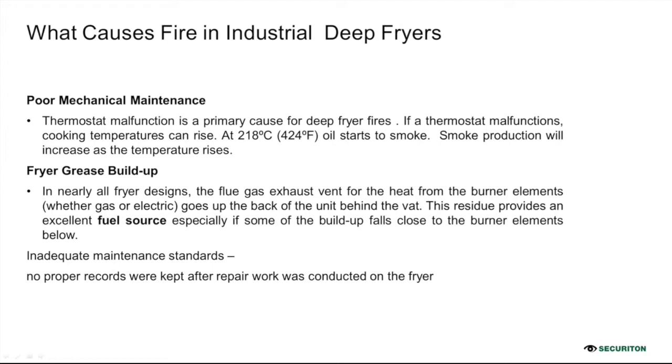As you know, thermostat malfunction is the primary cause of deep fryer failures, because the temperature fluctuation is always monitored by the thermostat. If the thermostat malfunctions, obviously the cooking temperature can rise. That can go above 218 degrees, and the oil starts to smoke. The smoke production increases as the temperature rises, and that could lead to a fire incident.